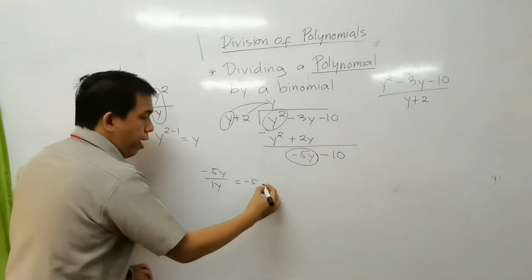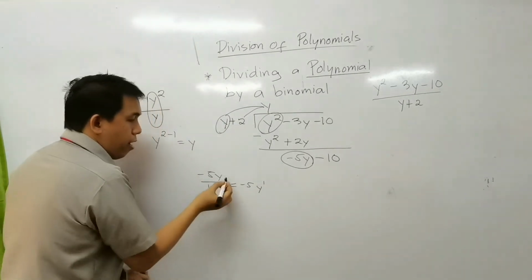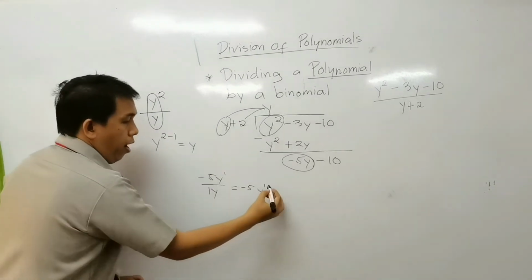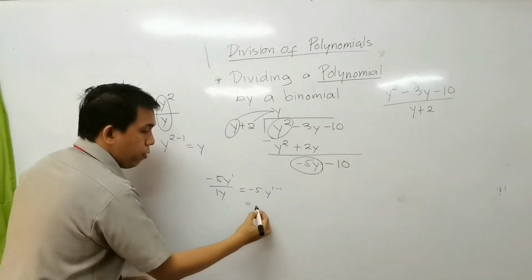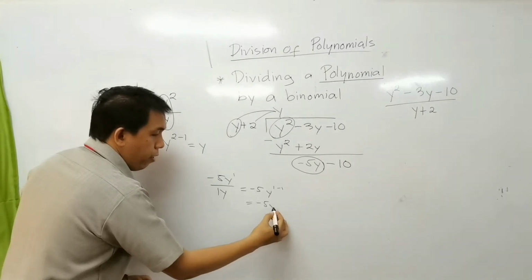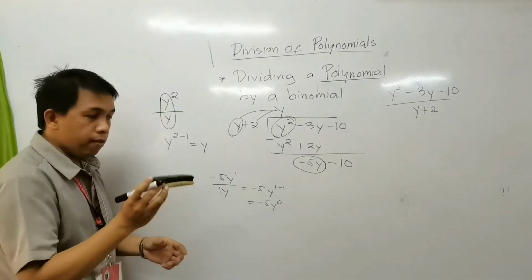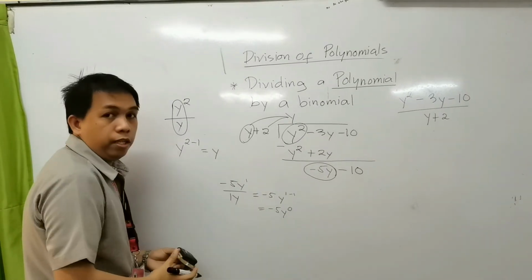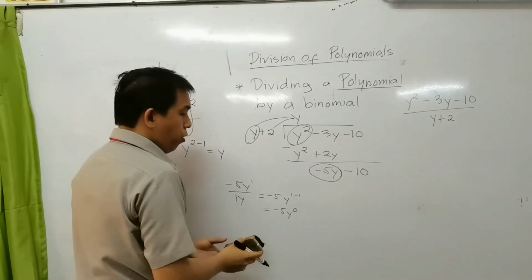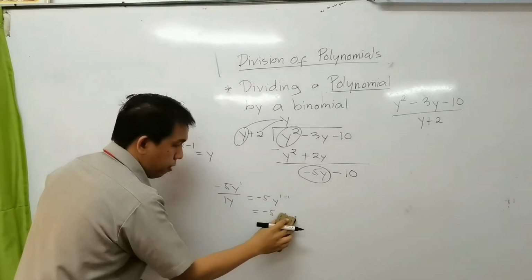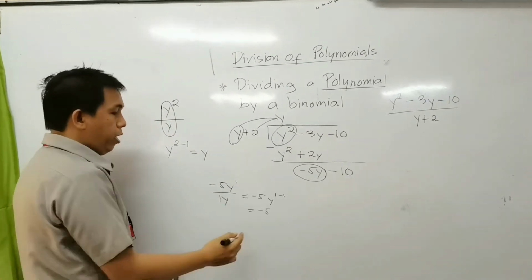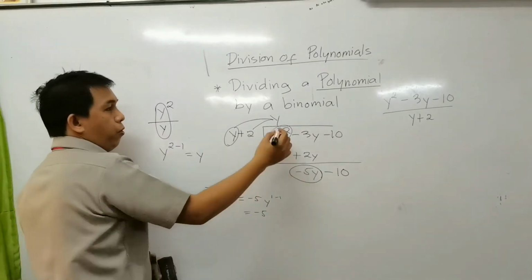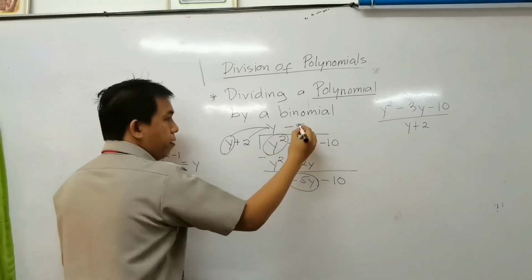Then y divided by y: again, if there is no exponent, it is considered as 1. So 1 minus 1 is equal to 0. So negative 5 times y to the power of 0. From the laws of exponents, if a degree is equal to 0, that is equal to 1, or you can simply cancel that. So, negative 5y divided by y is equal to negative 5. You will write here negative 5.